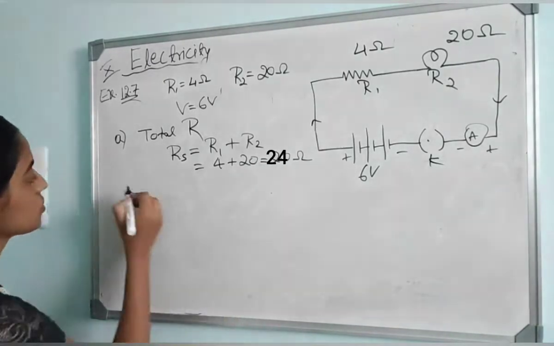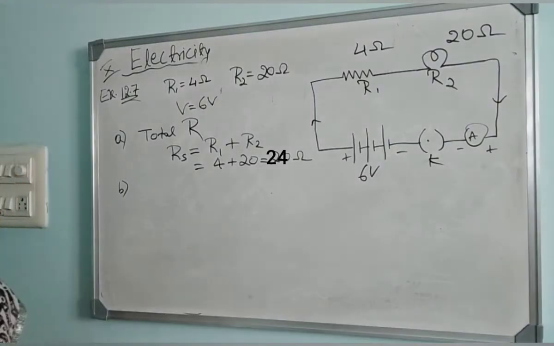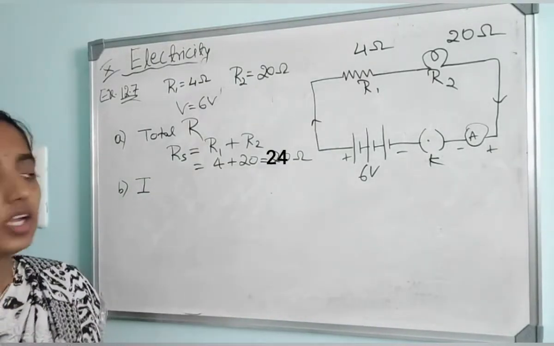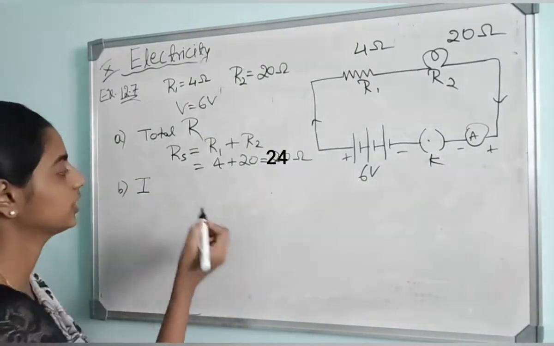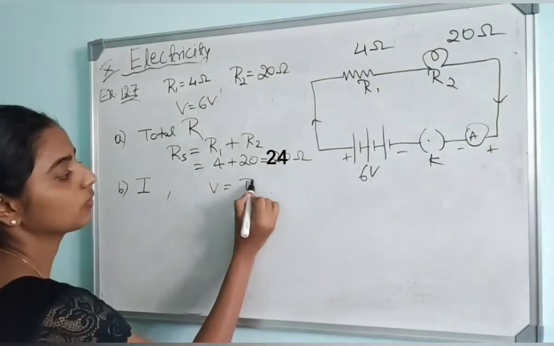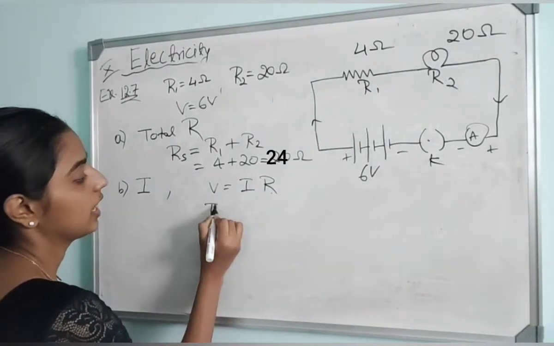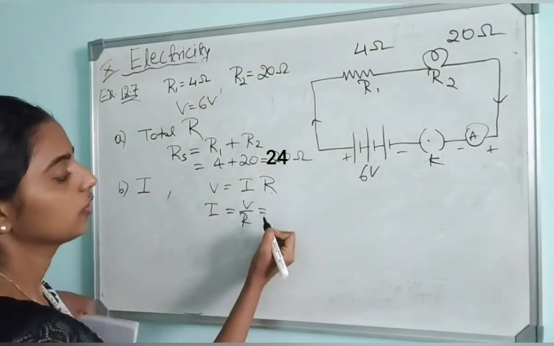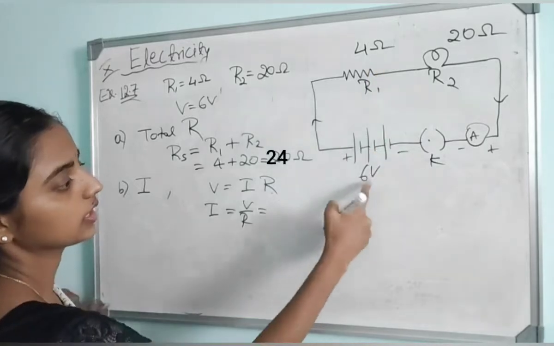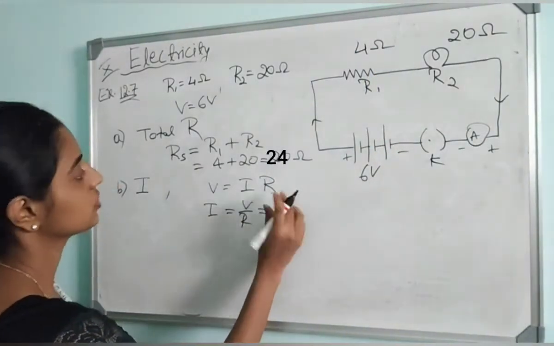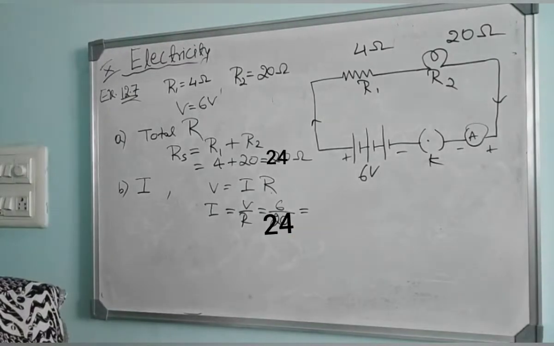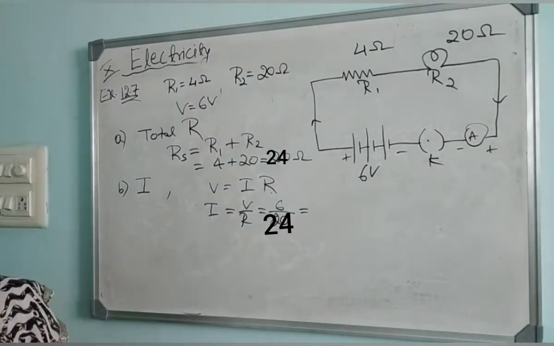Total resistance. Clear? So next one, B. Read what is given in B. They have given the current through the circuit. That means we need to calculate I. Now, as usual, which formula do we need to choose? That is V is equal to IR, and I will become I is equal to V by R. And what is V? V is given in the question as 6, and R we just found as 24, so you need to calculate 6 divided by 24.